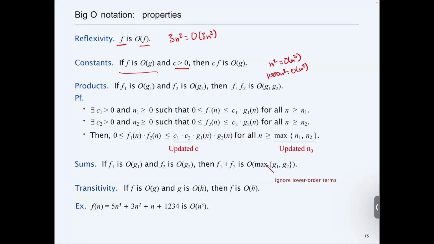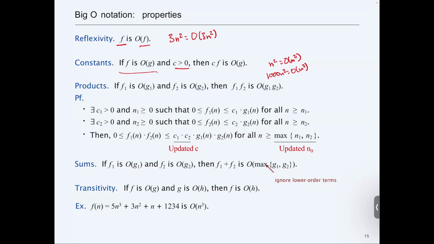Now in practice, of course, constants matter. An algorithm that runs in 1000 n squared is going to be a lot slower than one that runs in n squared time. But asymptotically, they scale the same way. Big O is going to intentionally ignore these constant factors so that we can focus on long-term growth behavior.